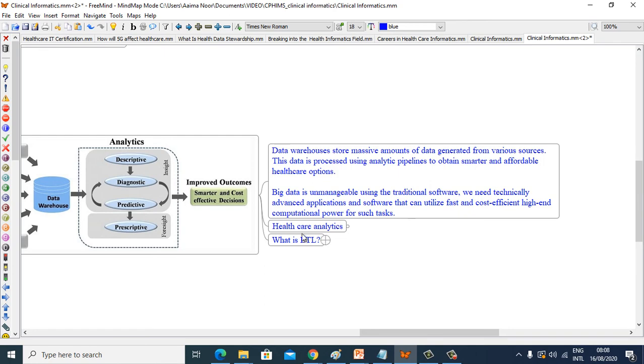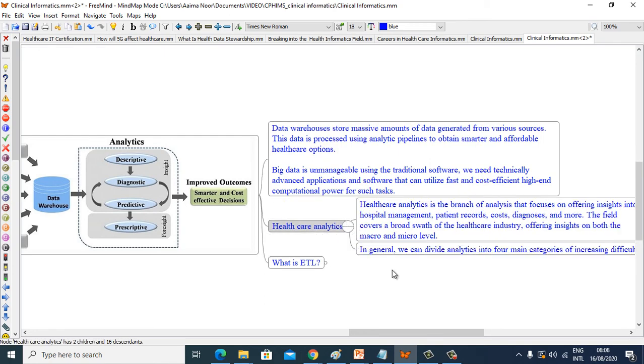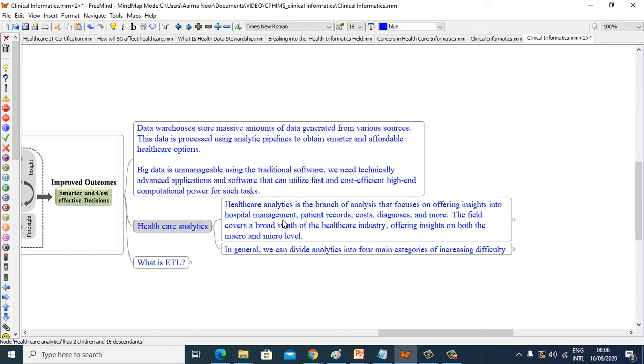Healthcare analytics. Now see healthcare analytics. Healthcare analytics is the branch of analysis that focuses on offering insight into hospital management, patient records, cost, diagnosis, and more. The field covers a broad swath of the healthcare industry, offering insight on both the macro and micro level. In general, we can divide analytics into four main categories of increasing difficulty.